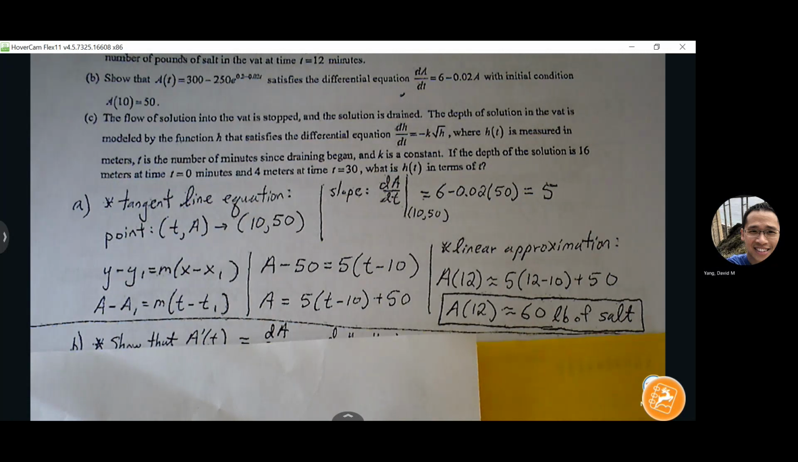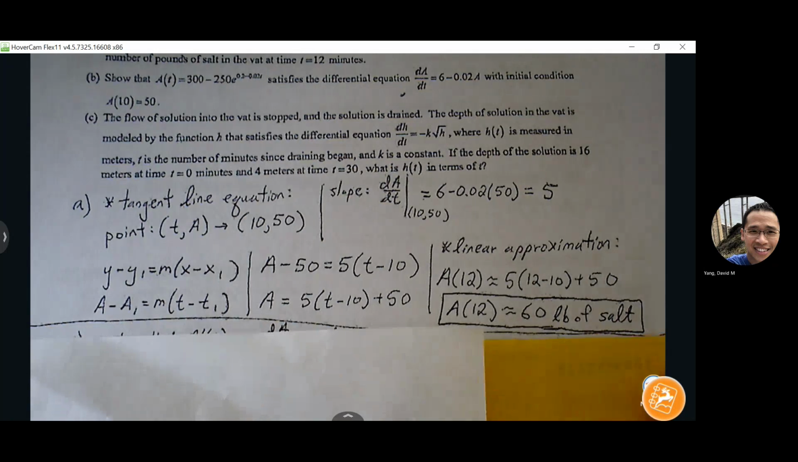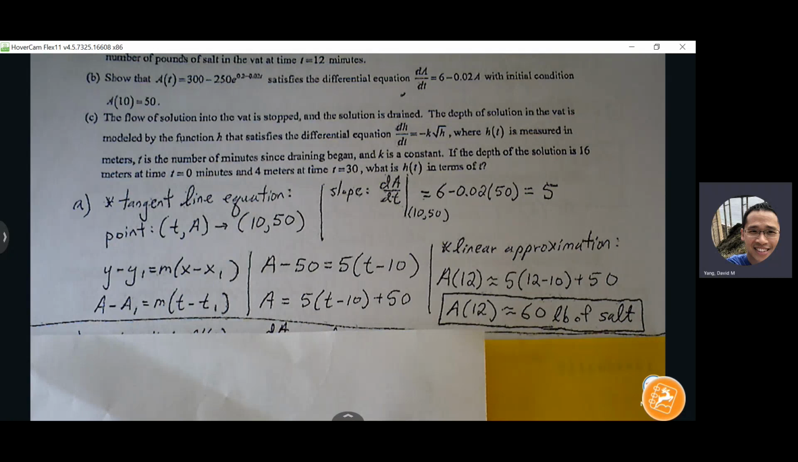Okay. Part B. Show that A of t is equal to 300 minus 250 e to the 0.2 minus 0.02t satisfies the differential equation. So we have to go through our work and solve this differential equation.